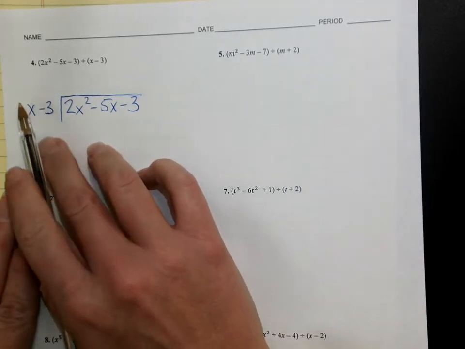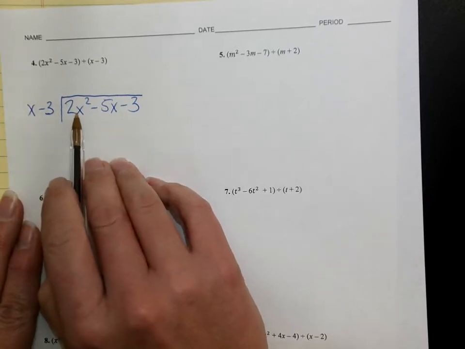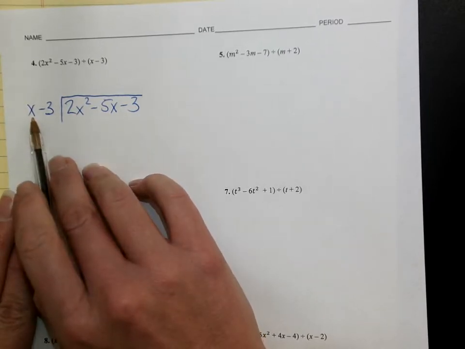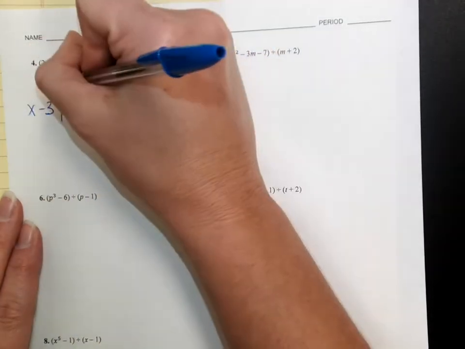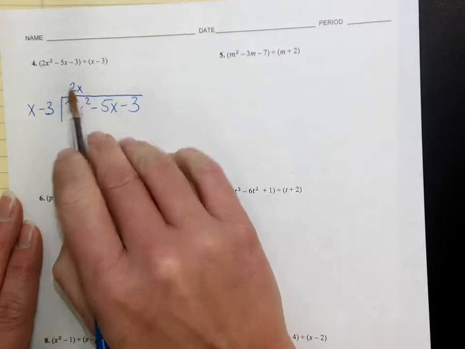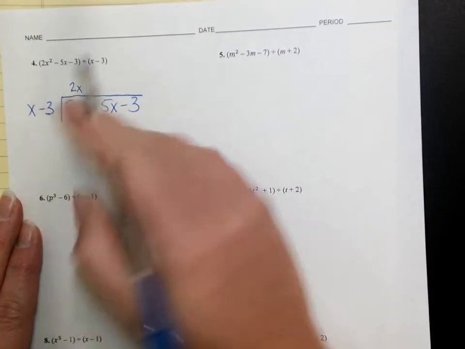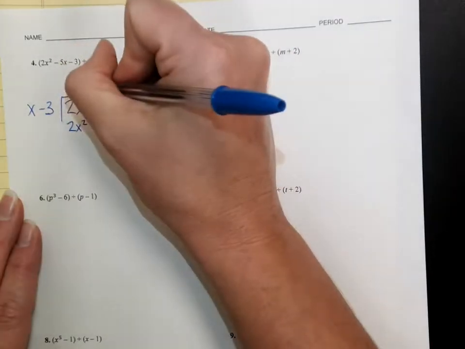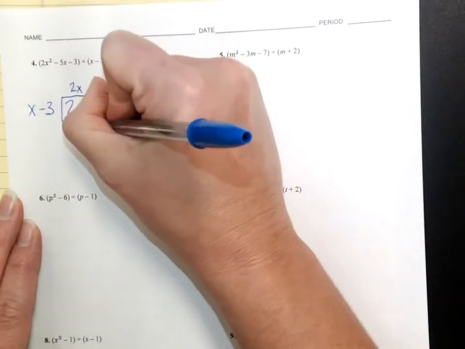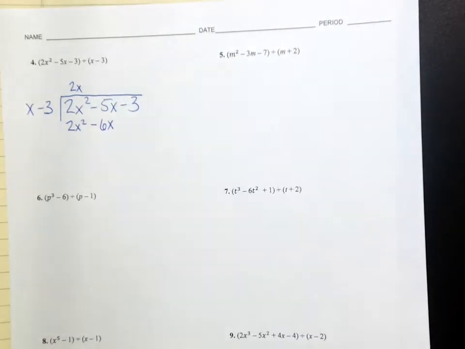What do I do to an x to make it a 2x squared? What do I multiply by x to make it 2x squared? That's a 2x. So that's what I'm going to write up here, 2x. 2x times x is what I want it to be, a 2x squared. 2x times a negative 3 is a negative 6x.